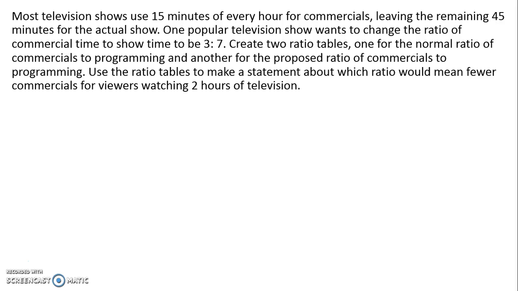Okay. Create two ratio tables, one for the normal ratio of commercials to programming, and another for the proposed ratio of commercials to programming. Use the ratio tables to make a statement about which ratio would mean fewer commercials for viewers watching 2 hours of television. Wowza. Okay, so we have to make two ratio tables.